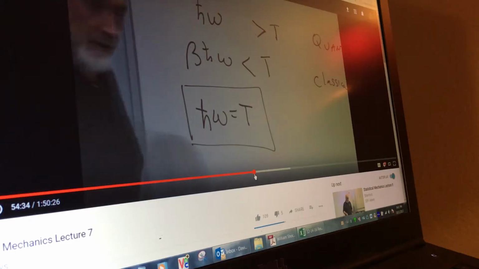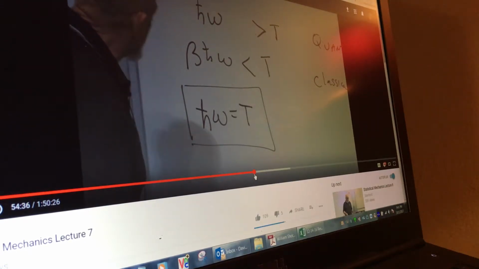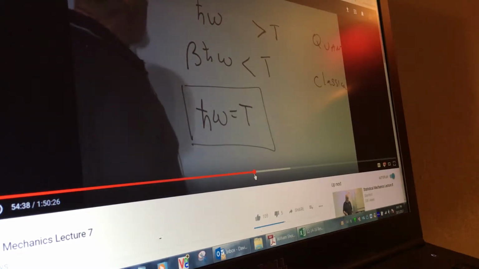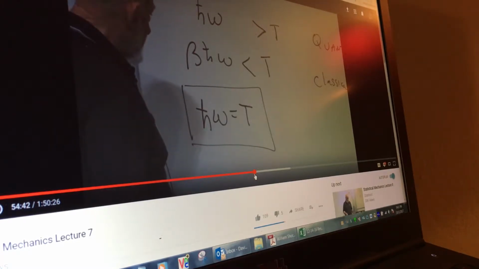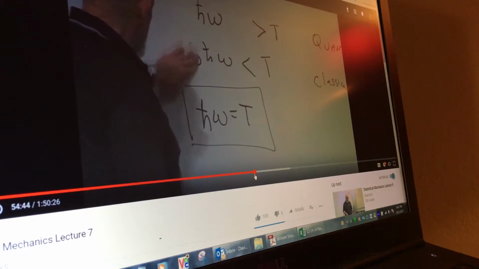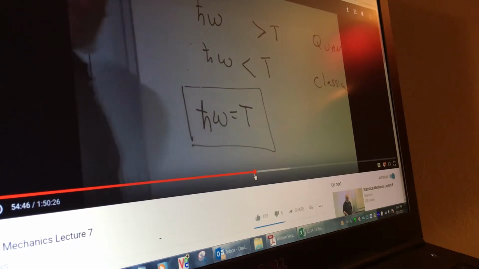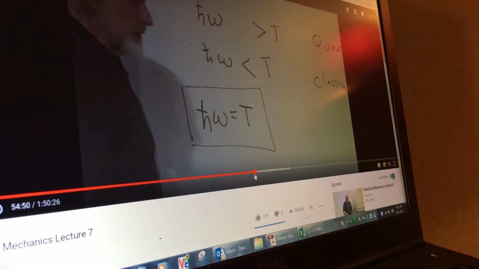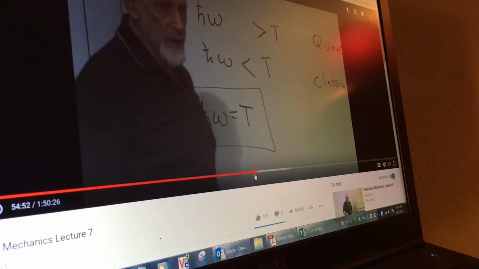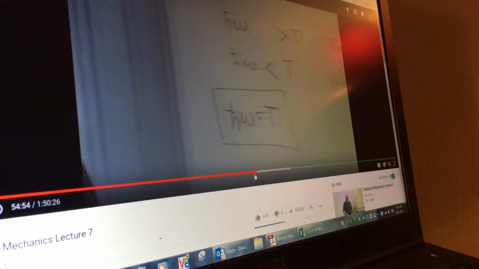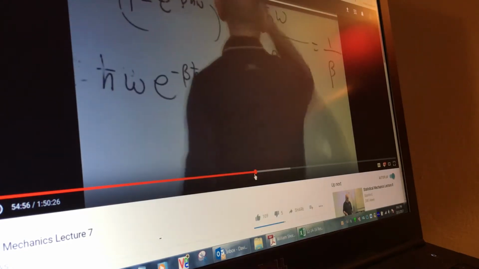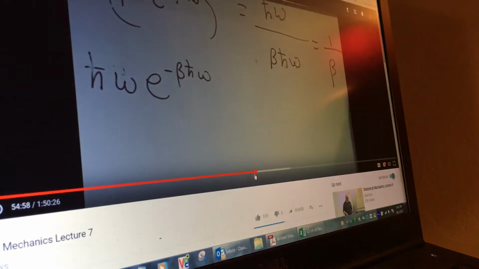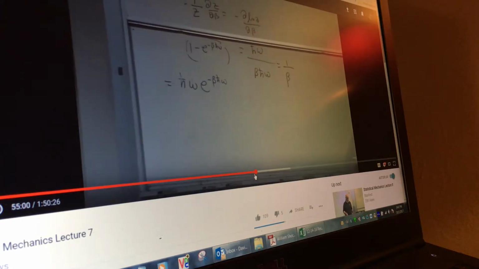About the diatomic molecule. When the temperature is too low, we're deep in the quantum regime. And when you're in the quantum regime, the oscillator has exponentially small energy compared to what it would be classically.